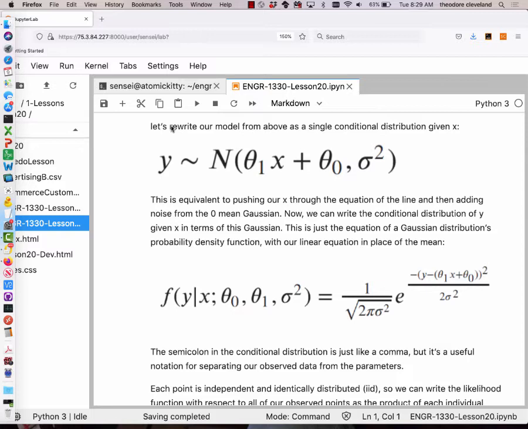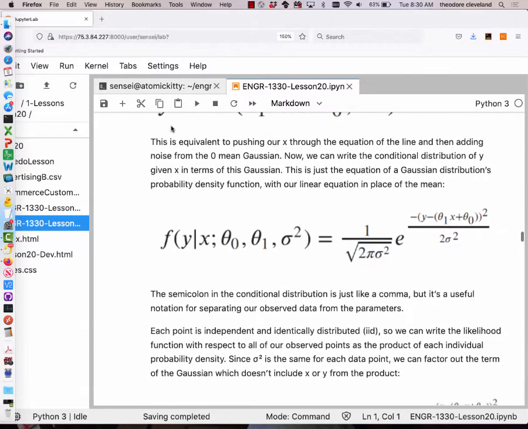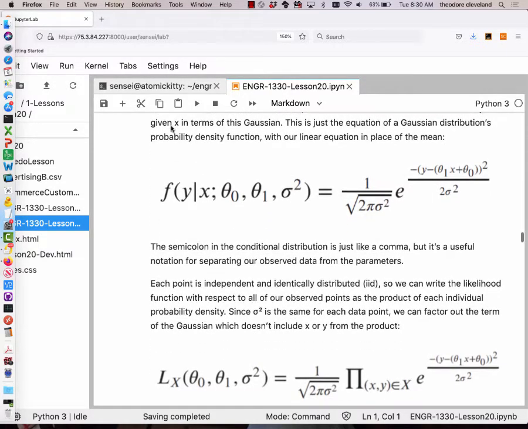So if we were to do that, we would say that y is related to a normal distribution of theta 1 x (or beta x) plus theta 0 (or plus alpha), sigma squared. So this is the equivalent to pushing the x through the equation of the line and then adding noise from the zero mean Gaussian distribution. Now we can write the conditional distribution of y in terms of the probability distribution. So this is just the equation of a normal distribution's probability density function, which we've seen already, but with new letters of the alphabet thrown in for job security in my case.